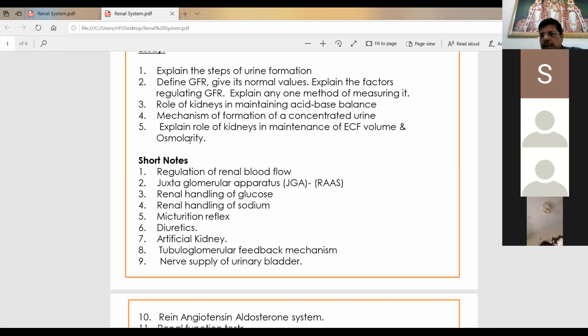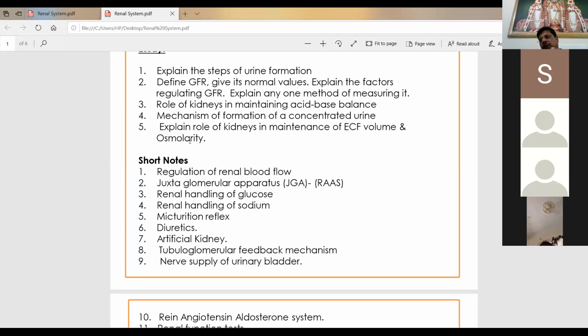Ruhi, na? Yes, sir. Huh? I did so much explanation when I talk. There's somebody here. It is so vague. Feedback mechanism ante enta vague ga undi kada.